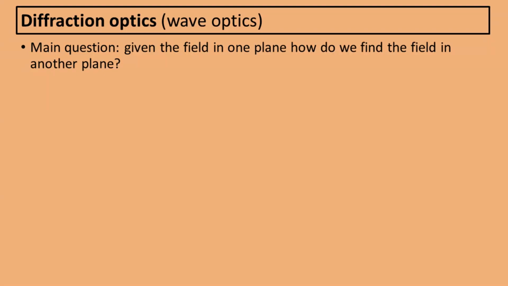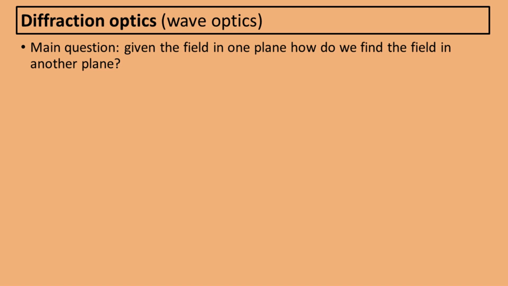Previously, we asked the following question. Given the field in one plane, how does the field propagate to another plane? To answer that question, we introduced the angular spectrum method. Now, we will ask the same question, but we will answer it by introducing a different approach.